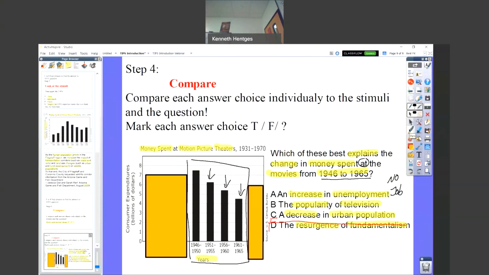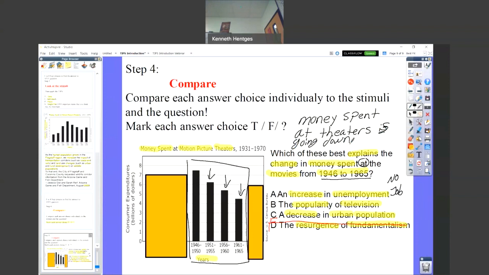Is the money being spent, I'm going to write it really simple, money spent at theaters is going down. That's it.